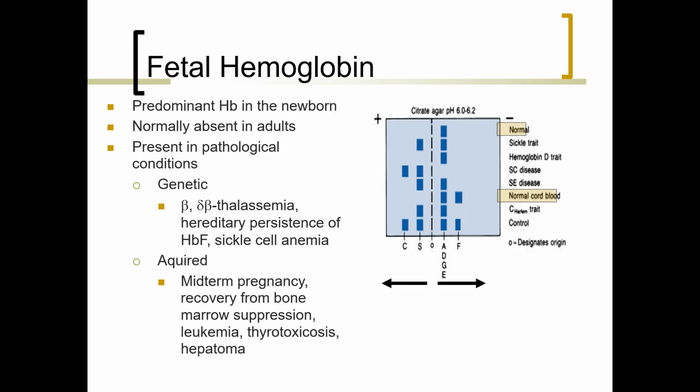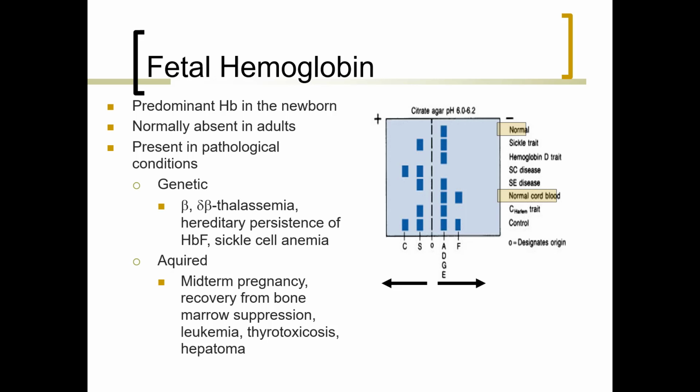Fetal hemoglobin is the predominant hemoglobin in the newborn. It's normally absent in adults unless there's a pathological condition. So there's a genetic component where you could have beta or delta beta thalassemia, the hereditary persistence of hemoglobin F, or sickle cell anemia. And then there's acquired. So it can be acquired midterm pregnancy from bone marrow suppression, leukemia, thyrotoxicosis, or hepatoma.